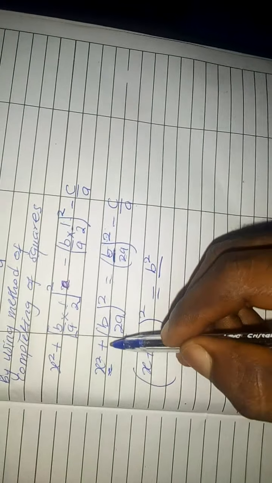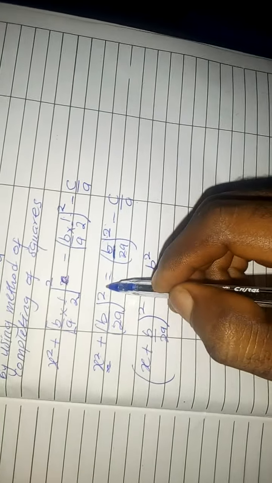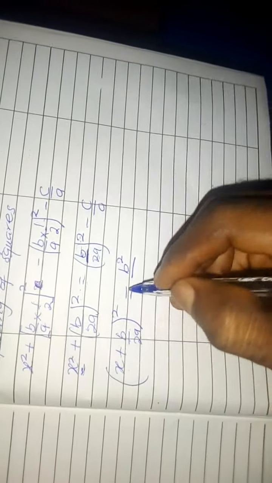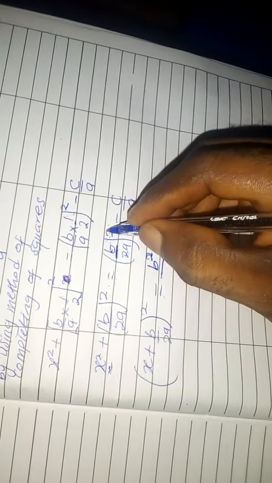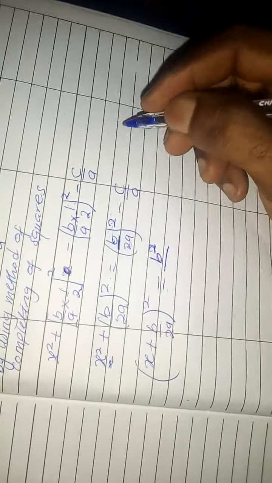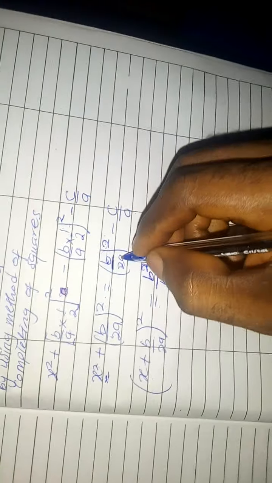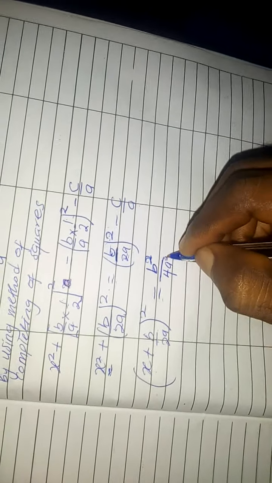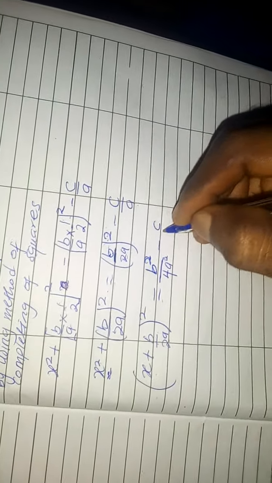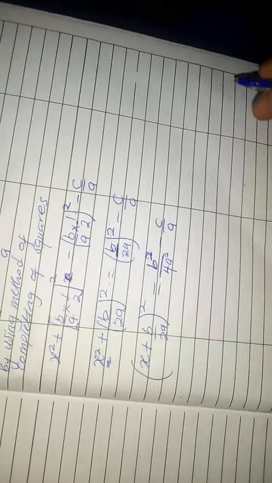Now if a number squaring itself plus a number squaring itself can be written as x plus b over 2a, all squared, is equal to, now we have b squared, so this is b squared all over 2 squared, which is the same as 2 times 2, as we know already. So 2 times 2 will give us 4a squared, minus c over a. Very good.